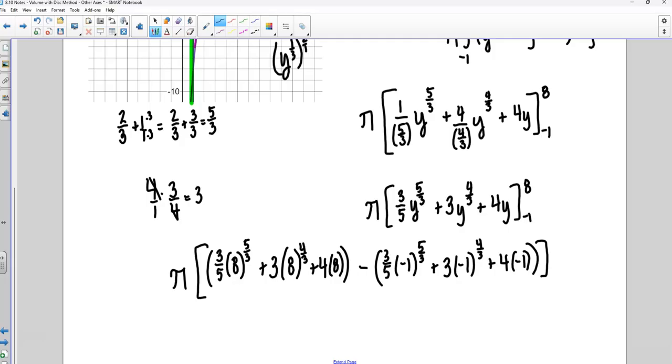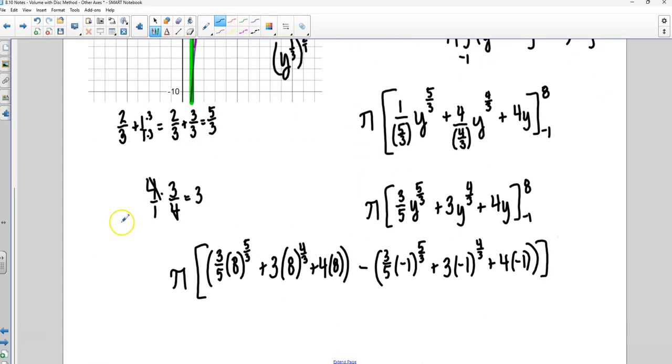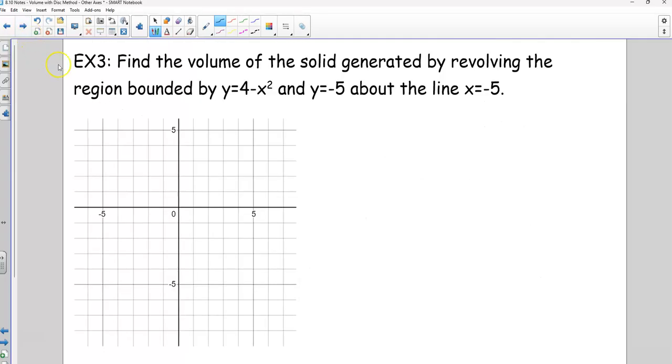simplify that. I don't think you're going to see that on a multiple choice where you have to simplify all the way. Okay, questions there? All right, I've got one more I want us to look at.